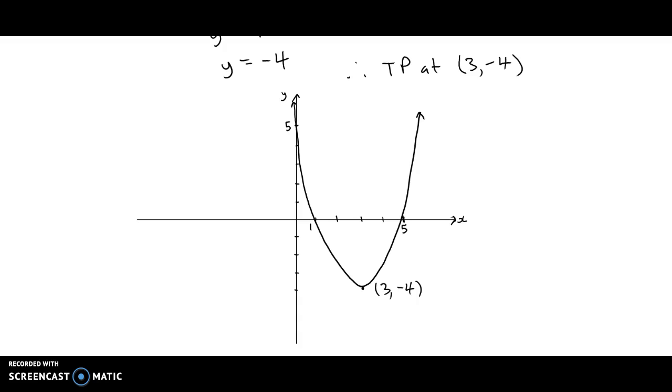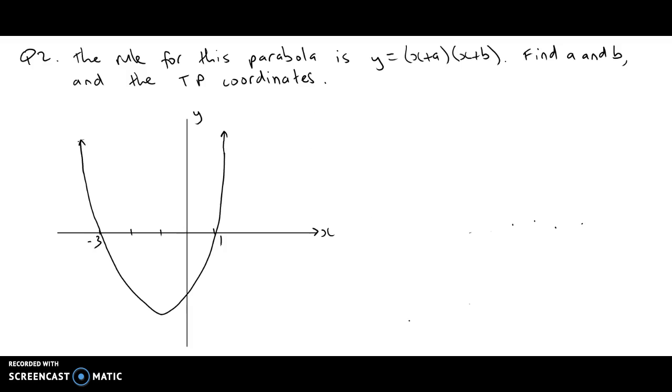Alrighty, so I've gone ahead and sketched this parabola. I've labelled the key features. Our turning point was 3, negative 4. Our x-intercepts were 1 and 5, and our y-intercept was 5. So we've got all the key features there on this parabola. Let's have a look at one more question.